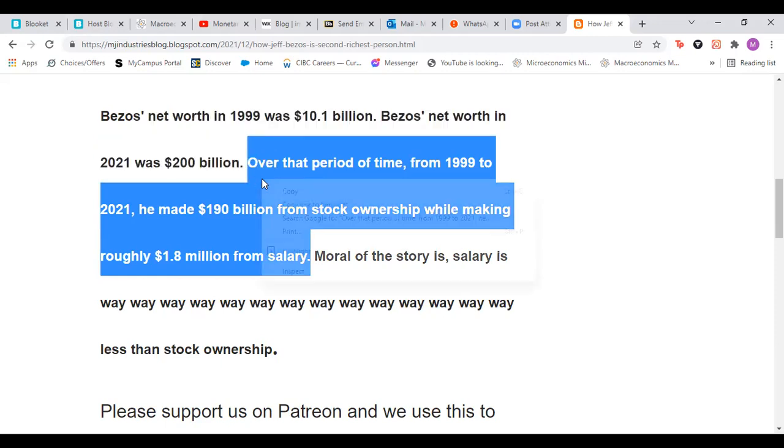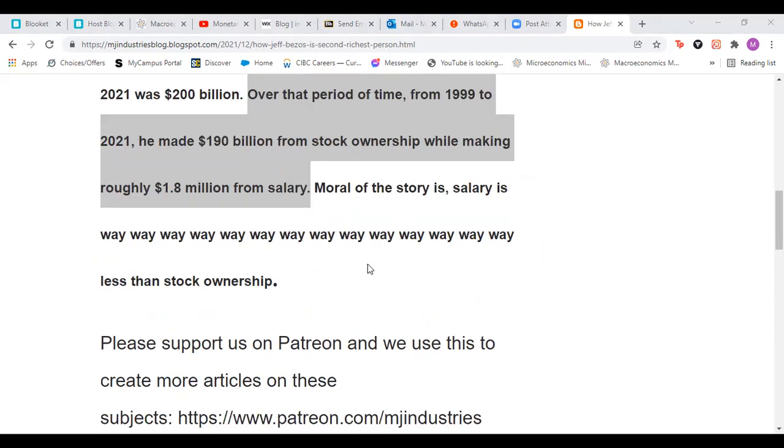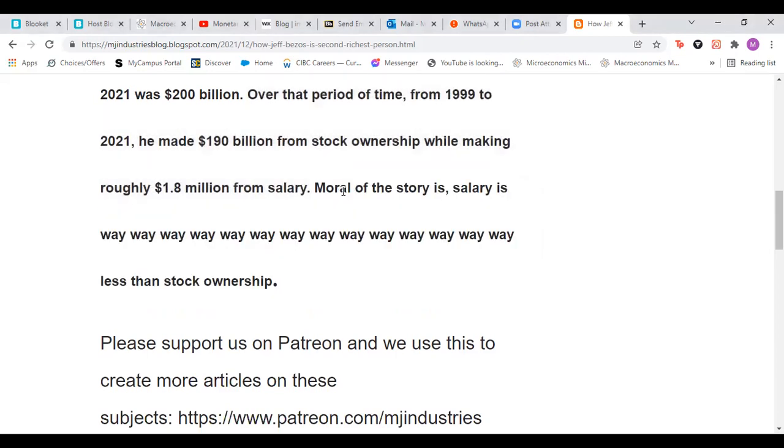So this is another example that shows you that all of the wealth in the world is concentrated with stock and investment owners, not wage or salary owners. So yeah, that's the moral of the story. These people that own stock and investments, they have all the power because they have money to influence governments.